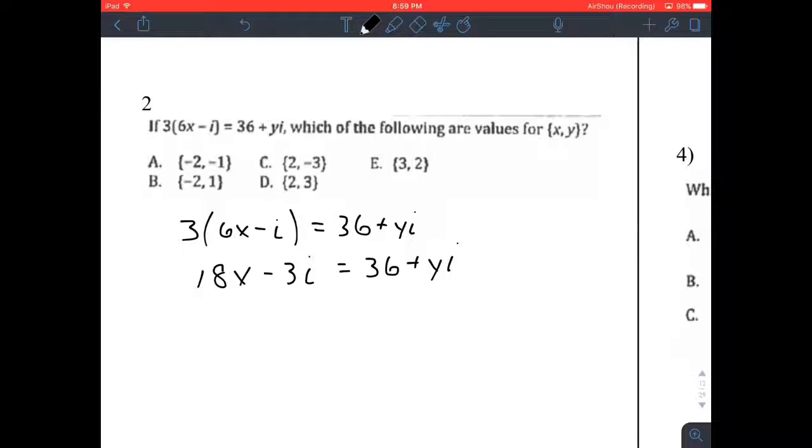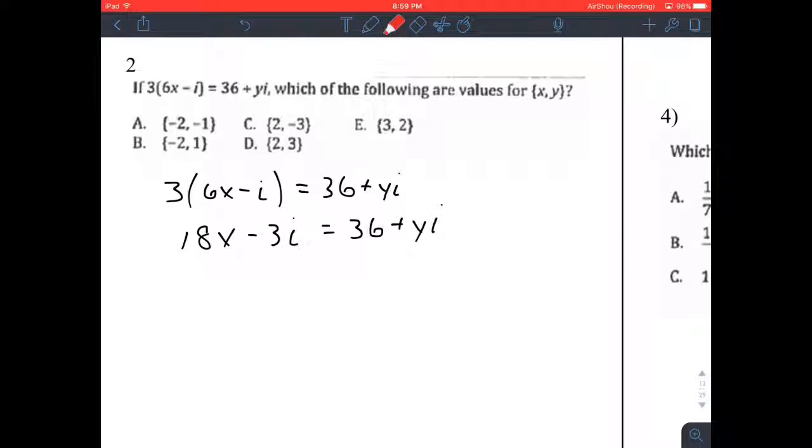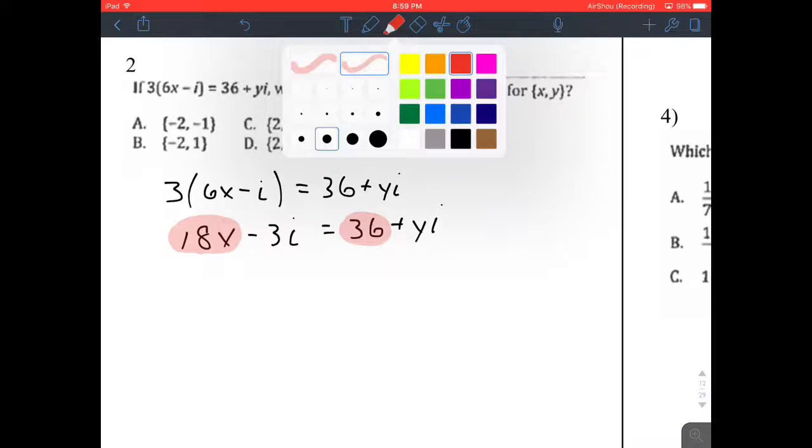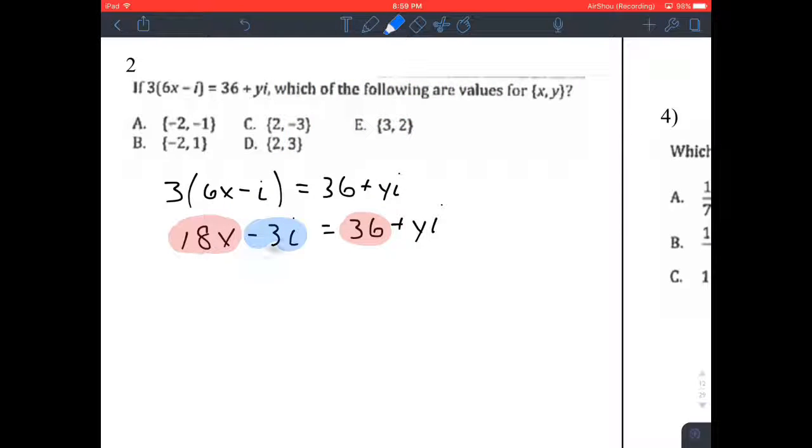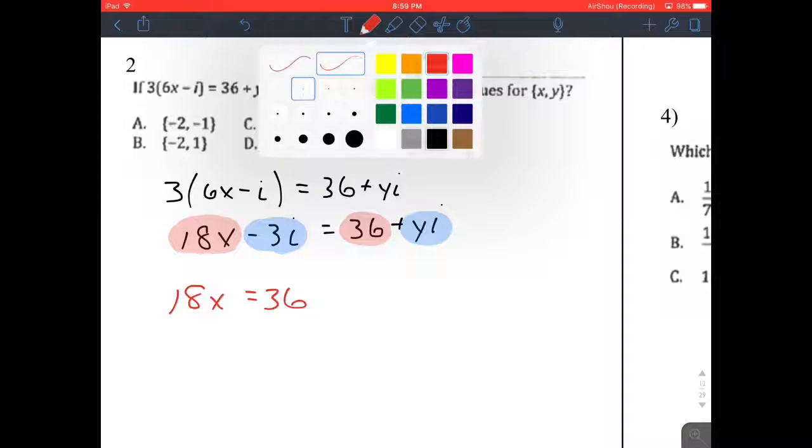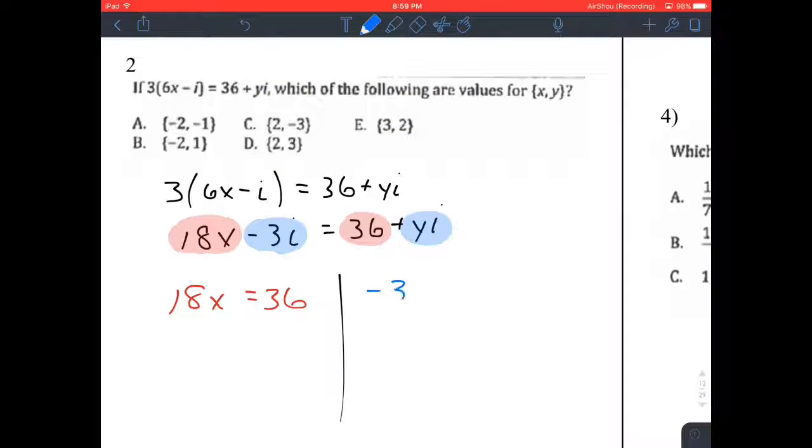What you do next is you set the real parts equal to each other, and you set the imaginary parts equal to each other. So we're going to set 18x equal to 36. We're going to set negative 3i equal to yi. 18x equals 36. And we're going to set negative 3i equal to yi.